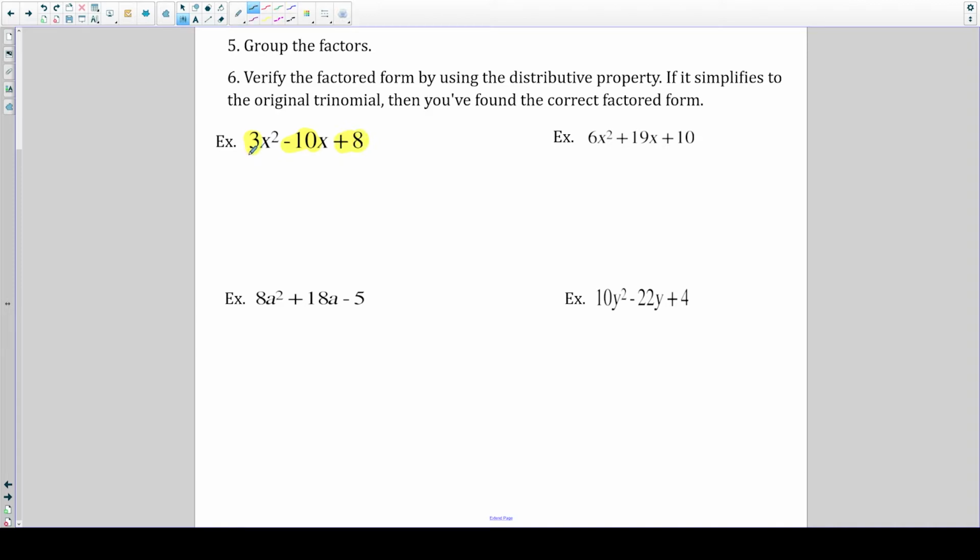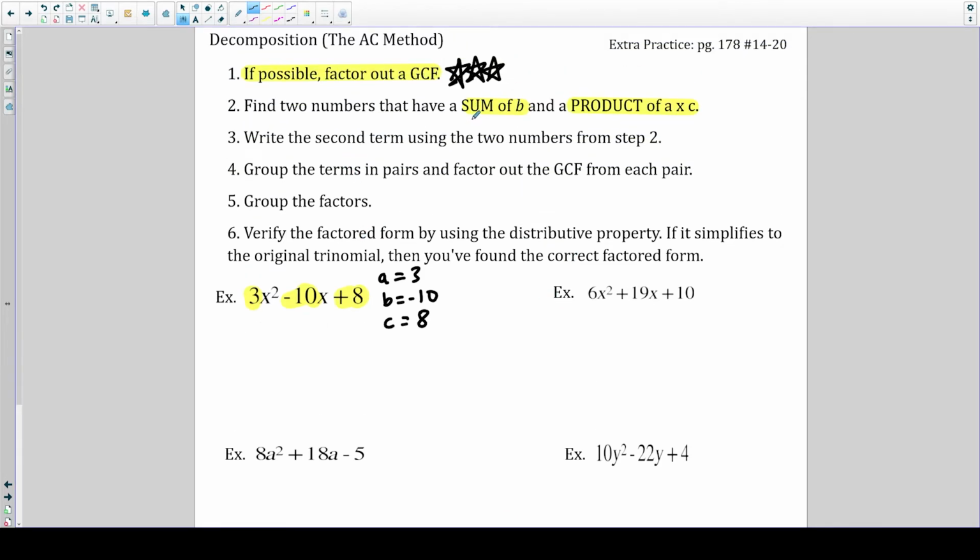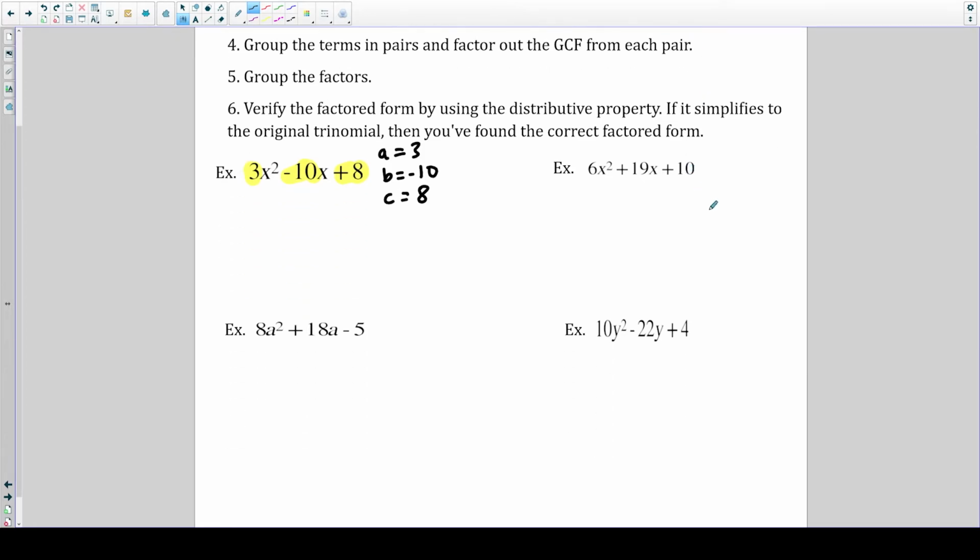So I've gone ahead and highlighted my constant term and my two coefficients here. So my A value is equal to 3. B is equal to -10. Make sure you include that negative there when you are identifying each of your values. And then C is equal to +8. What happens here is, like we stated in the steps above, we're going to find two numbers that have a sum of B and a product of A times C.